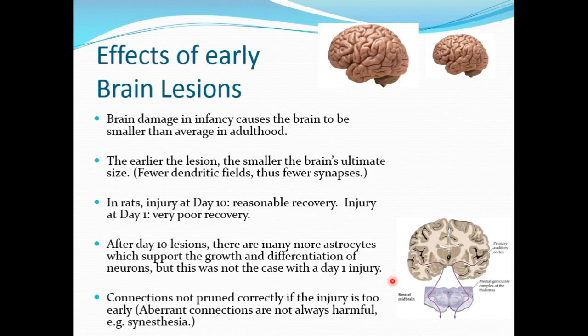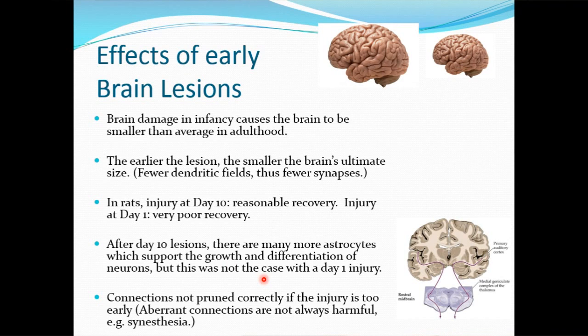Now, we're talking here about rats, but I think one can assume that something similar applies to human beings. That in a child younger than the age of 1 year, just a very young child, you don't have the astrocytes that are there to support the growth, because they only come about later in the child's life.